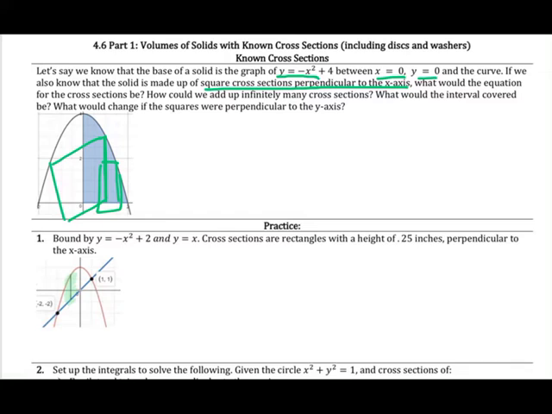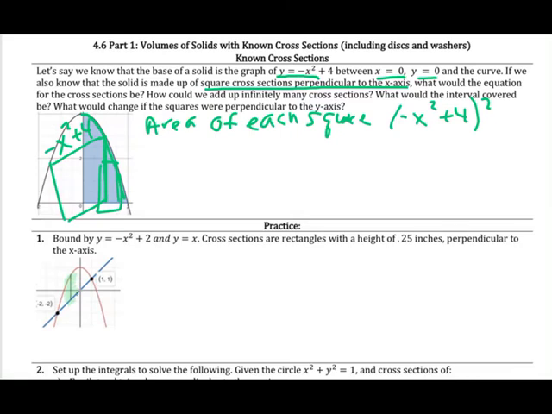So it's like you're thinking about an infinite number of squares along this part of the curve that are creating a volume. And since it is a square, the height and the base are going to be the same length. So each side of this square is going to have length negative x squared plus 4, which means that each square has an area of negative x squared plus 4 squared. And the thickness of each square is the change in x, which means that the thickness of each square is really dx.